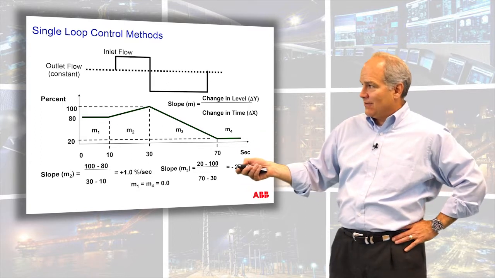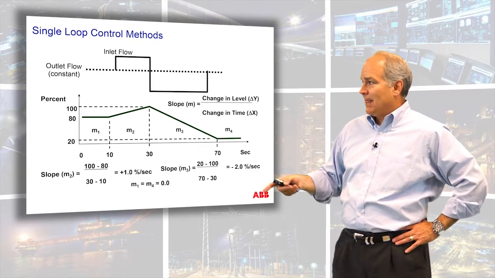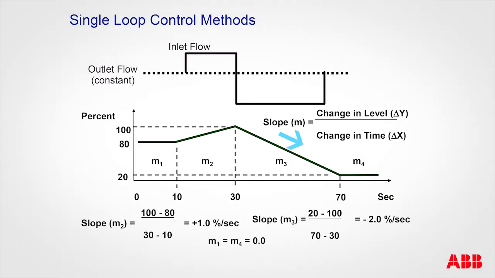So that means that every second this thing goes up 1%. Now when we go down, we can see that the slope going down went from 100 to 20. So we're taking the final spot, 20 minus 100 over 70 minus 30, and it works out to a negative 2% per second.